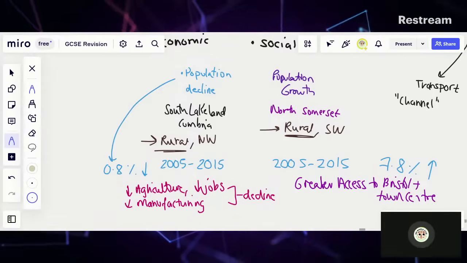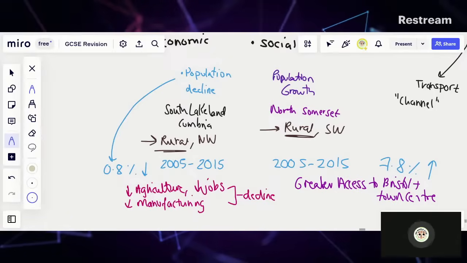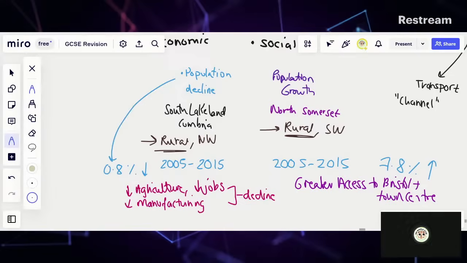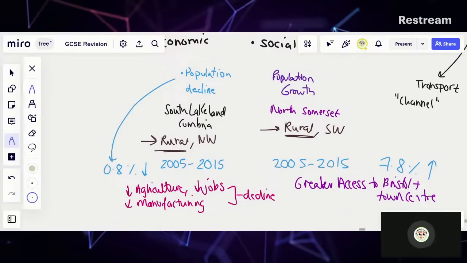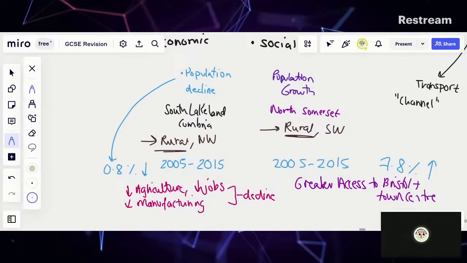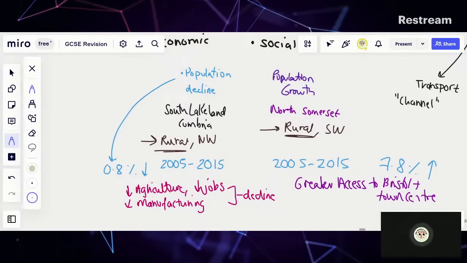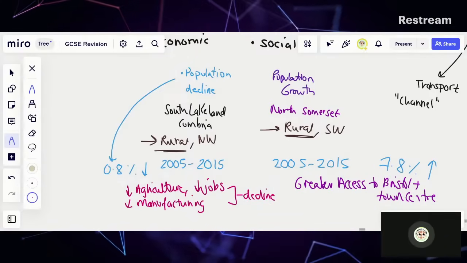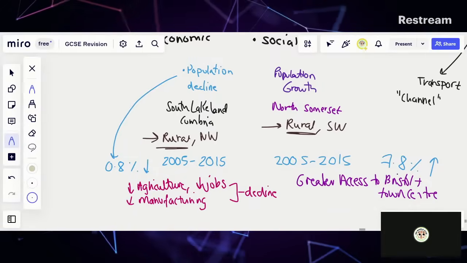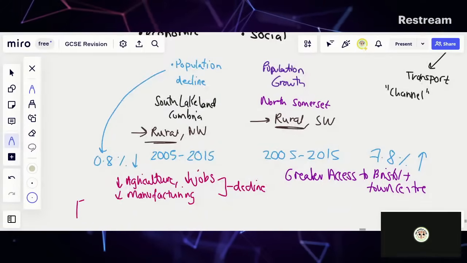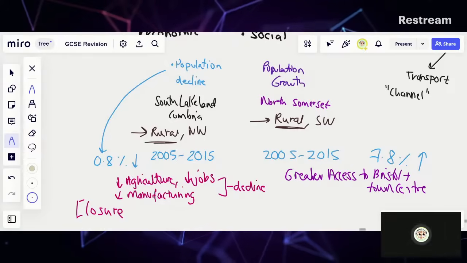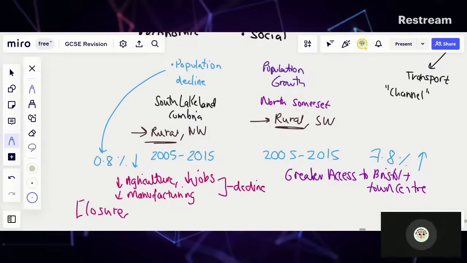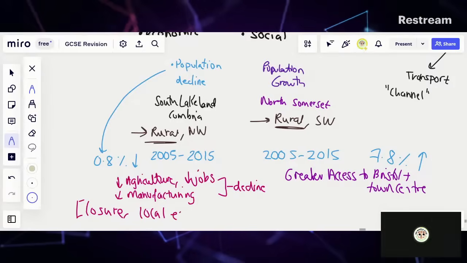Now, population decline has economic impacts. So, in terms of South Lakeland, Cumbria, it was actually very bad because all of the shops were closing. Even massive shops like Marks and Spencer's were suffering and at risk of closure. And because everything was closing, this then meant that again there were very low employment rates, and it also affected the local economy.